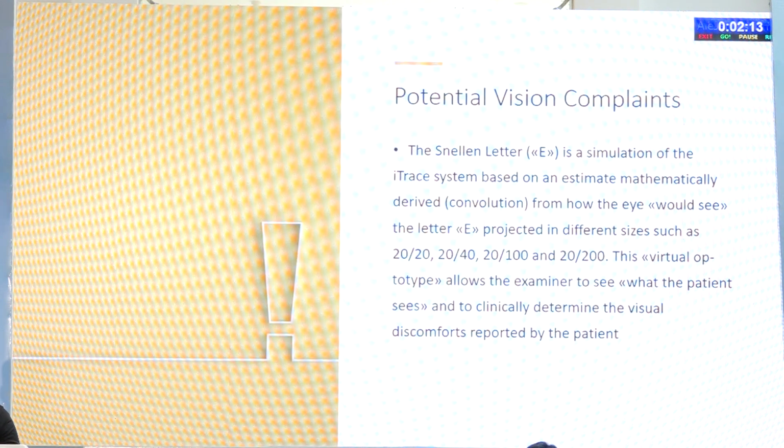Another very useful one is called the potential visual complaints. So as you saw here, the previous parameters had the Snellen's letter E chart. So this is a simulation of the eye trace system and how the eye would see the projected E chart, and it would tell you what potential visual complaints the patient could have.